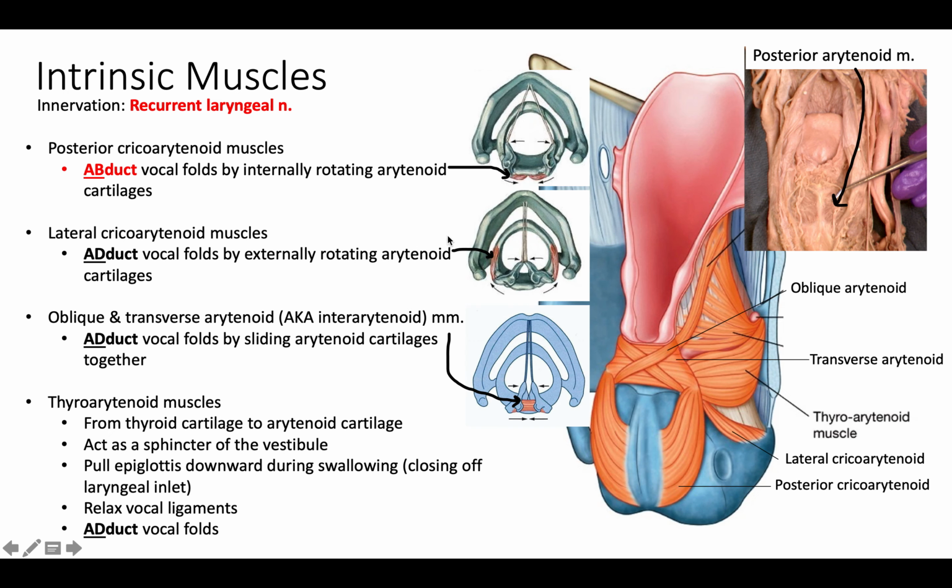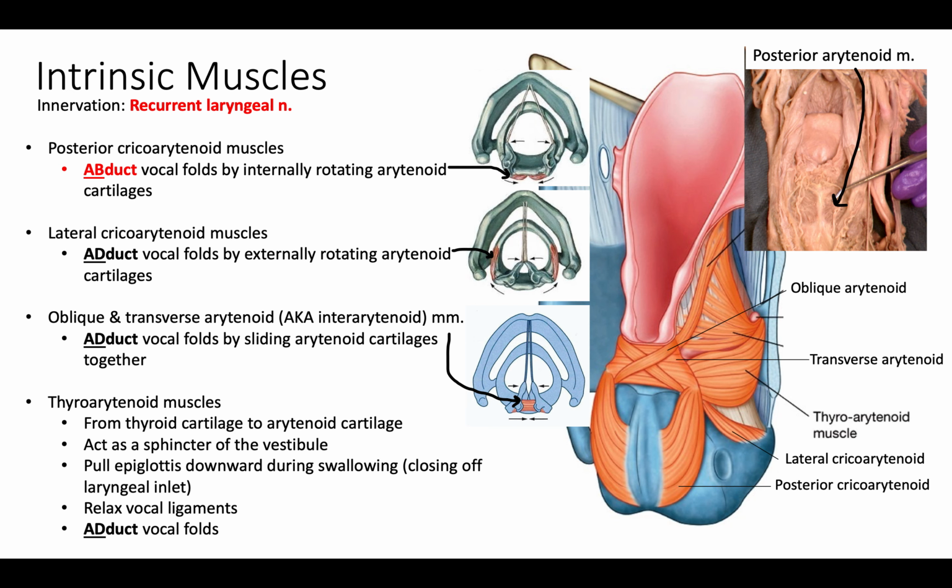Okay, the intrinsic muscles are all innervated by recurrent laryngeal. All of these muscles, lateral, oblique, and then our thyroarytenoid muscles, and transverse arytenoid muscles, they're all adducting or bringing together our vocal folds. So they're all closing our vocal folds except for one.